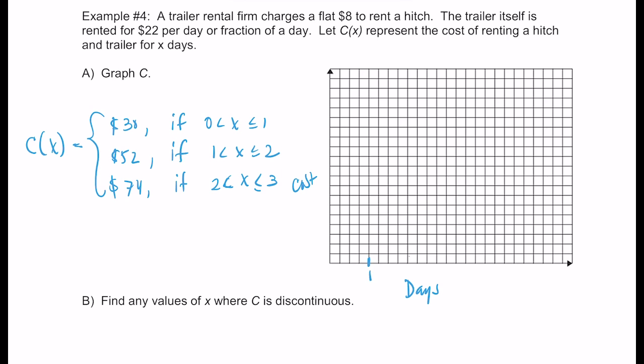1, 2, 3, 4, 5. And then let's do up to 100. We'll count by fives: 10, 20, 30, 40, 50, 60, 70, 80, 90, 100.